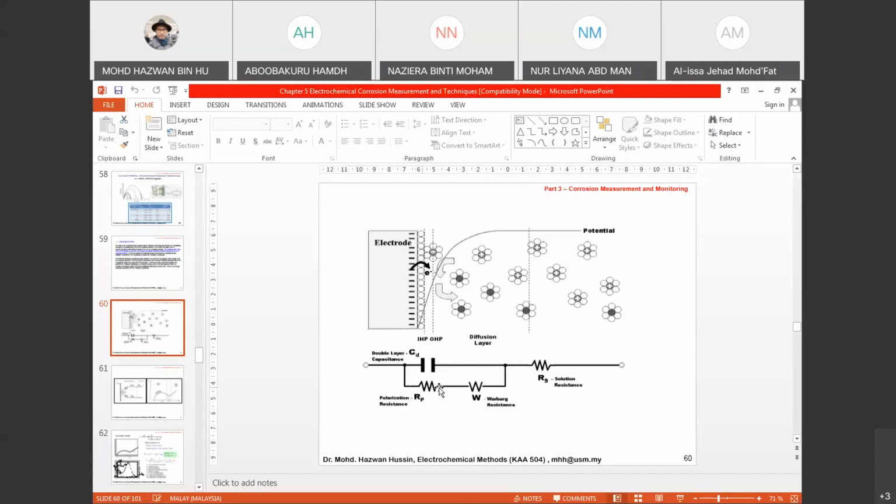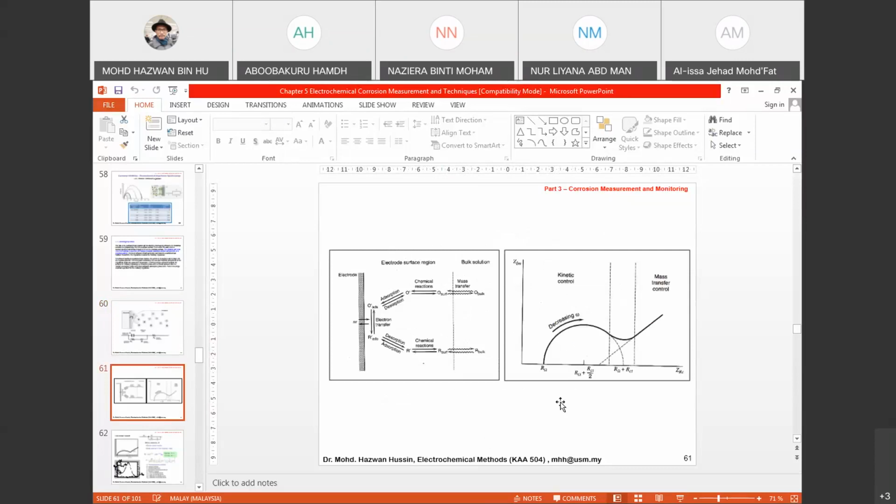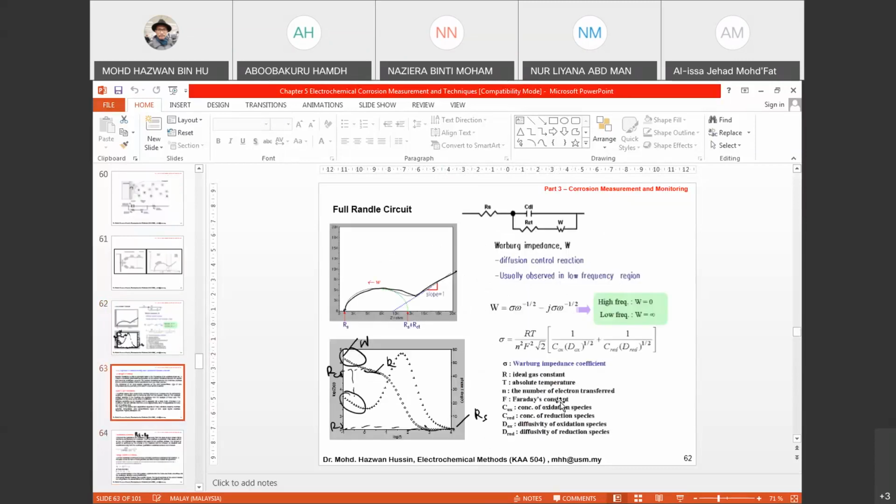If you interpret this in the form of circuits, you will see that the double layer is still forming here. Charge transfer or polarization resistance is still there. And you have an additional Warburg resistance at the tip of the outer Helmholtz plane, and you still have the resistance of the solution. Okay, right?